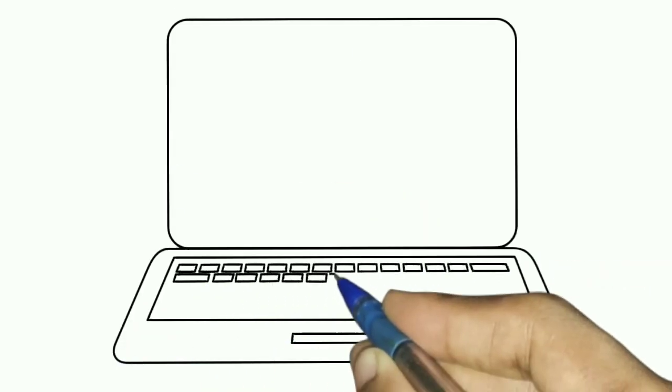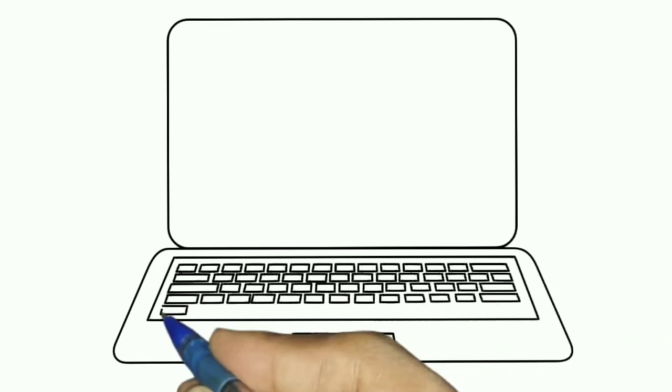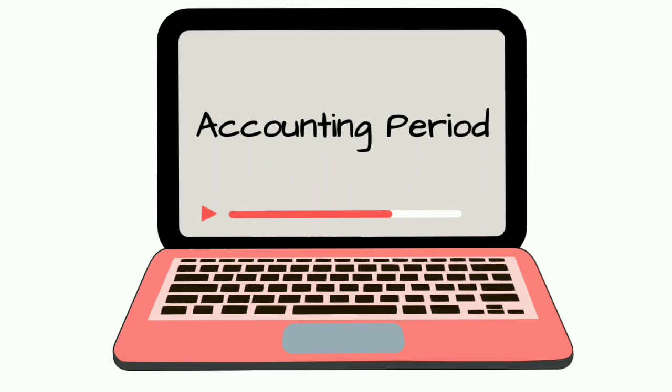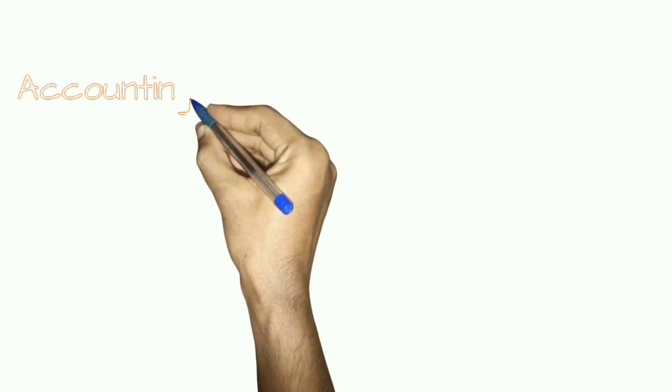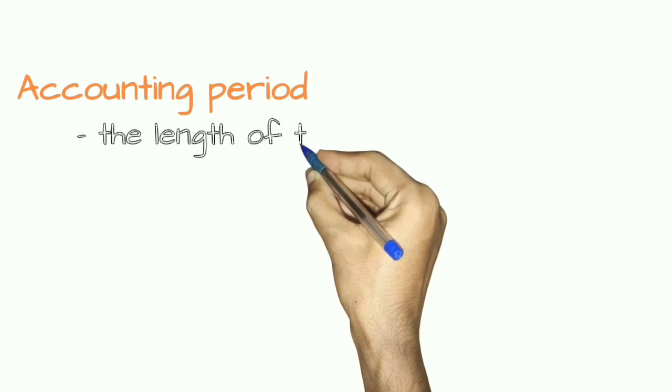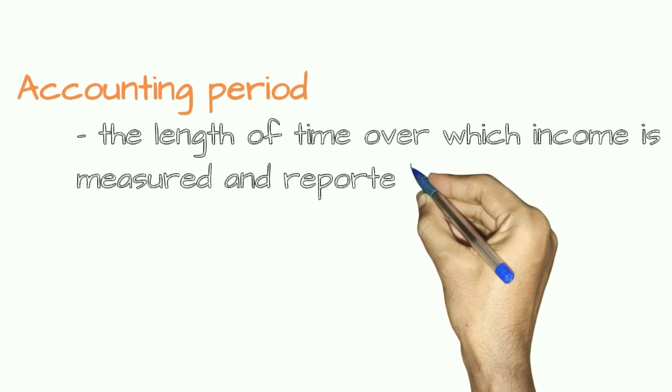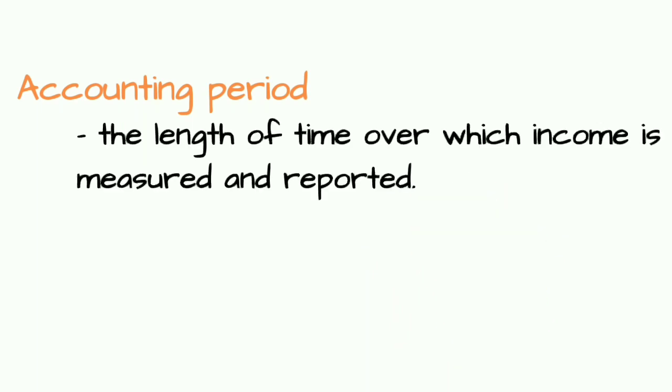In this video, I'm going to discuss a topic in income taxation entitled Accounting Period. Accounting period is the length of time over which income is measured and reported. Gaano ba kahaba yung time para i-measure natin at i-report natin yung income ng taxpayer? Normally, the length of time is 12 months, pero meron din tayong less than 12 months.